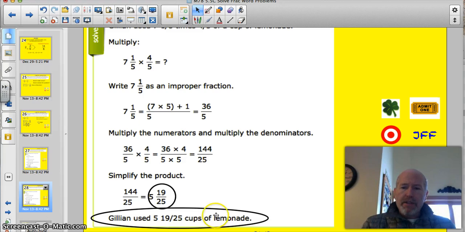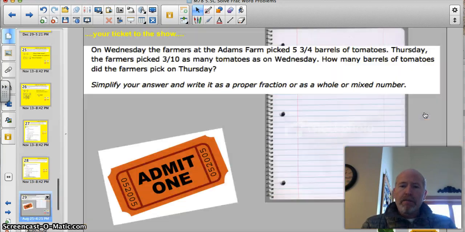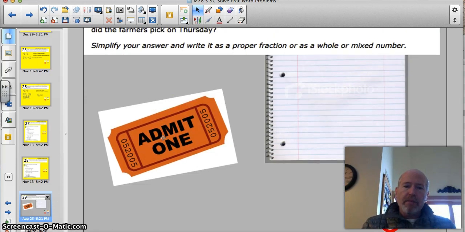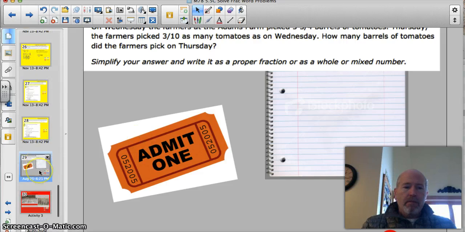All right, you ready for the ticket? I think you are. Here we go. On Wednesday, the farmers at the Adams farm picked 5 3/4 barrels of tomatoes. Thursday, the farmers picked 3/10 as many tomatoes as on Wednesday. How many barrels did the farmers pick on Thursday? I'll pause for a second so you can freeze it. Okay, go ahead and write just this one problem for the ticket. Solve it and bring it to class.